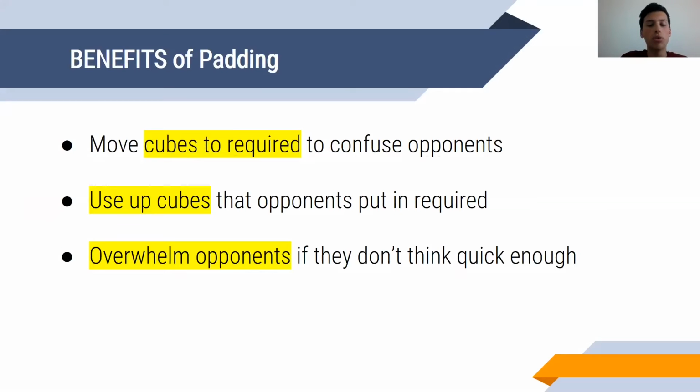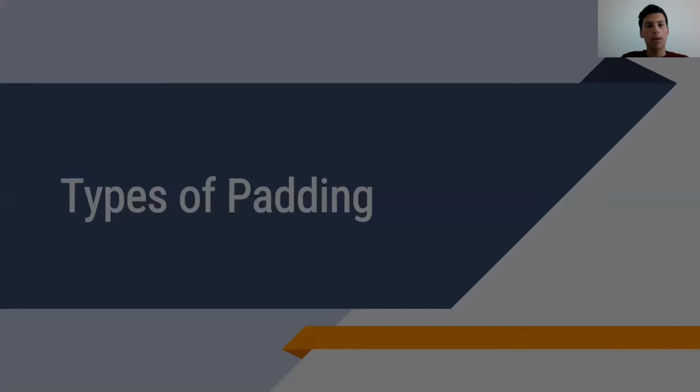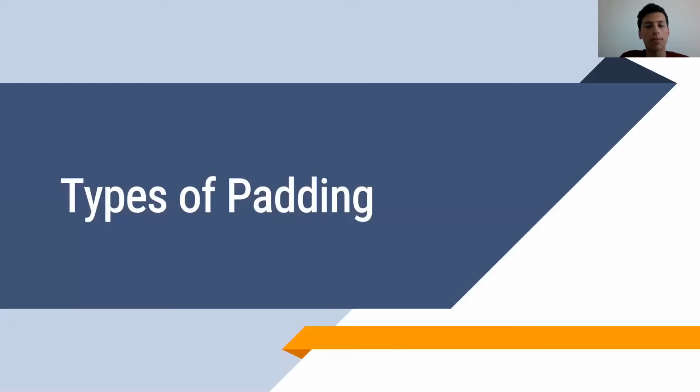Additionally, you could also use up cubes that opponents put in required on a defensive note. So if somebody moves stuff to required, they moved operations, they moved a 1 or a 0, you could use those in your solution defensively with padding. And then the third one here is to overwhelm opponents if they don't think quick enough. If you are moving cubes to required constantly every single turn, your opponent might become overwhelmed because they're not sure what to do. So let's go through the types of padding.